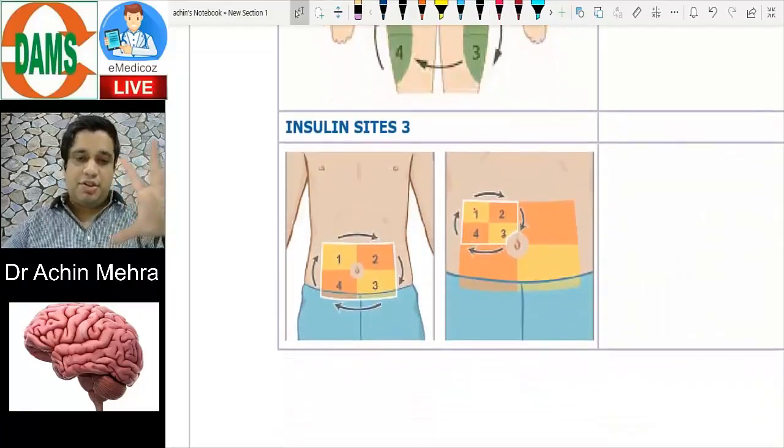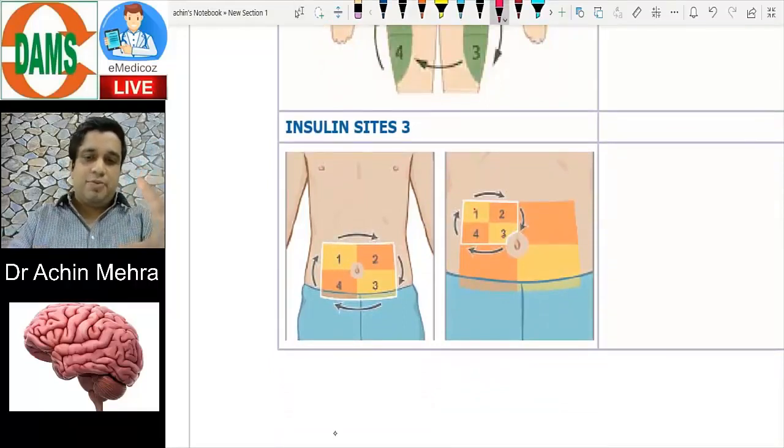Same goes, tell the patient again that in the lower abdomen region, you try to rotate the site. Even in that quadrant, it should rotate like this, 1, 2, 3, 4, 1, 2, 3, 4. So every time a new site should be taken from the previous day whenever you tell the patient to take a subcut insulin.